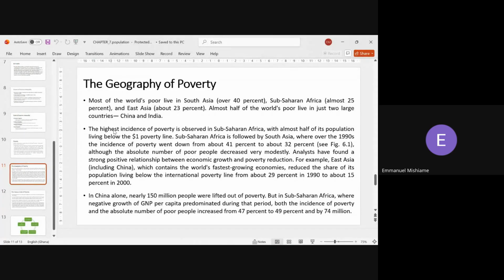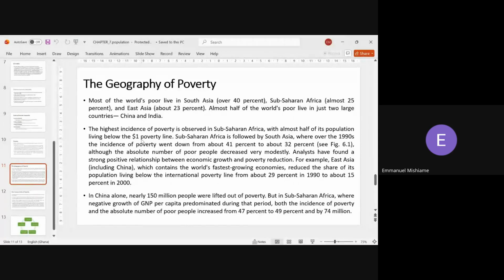The highest incidence of poverty is observed in Sub-Saharan Africa, with almost half of its population living below the $1 poverty line.